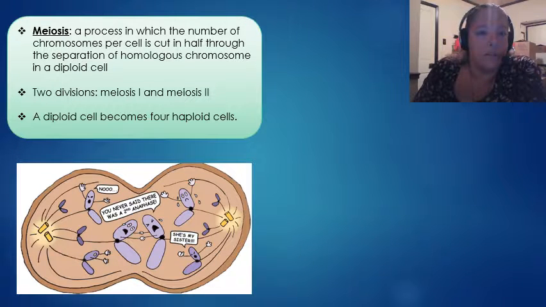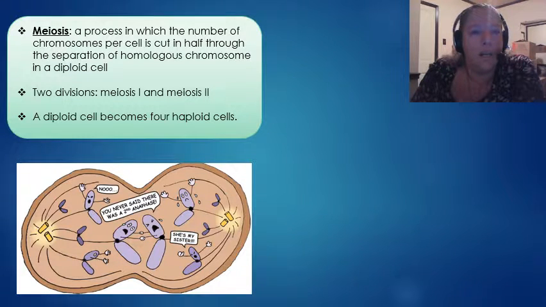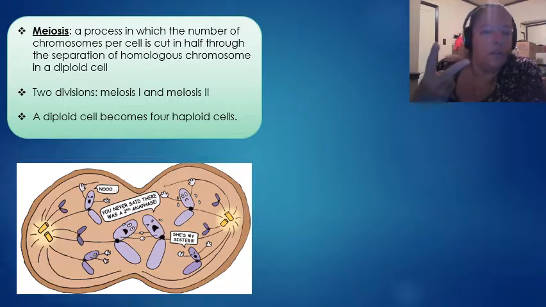So meiosis is a process in which the number of chromosomes per cell is cut in half through the separation of homologous chromosomes in a diploid cell. And as I mentioned, it will go through two cell divisions. There is meiosis 1 and meiosis 2. And it's where a diploid cell becomes 4 haploid cells.